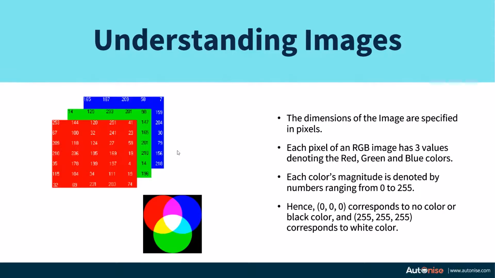If you have a grayscale image, then you only require one value specifying the intensity of the light. So in a grayscale image, you have just one channel which takes values from 0 to 255. So that is how you store images in your computer, and that is how you convert your images into numbers.